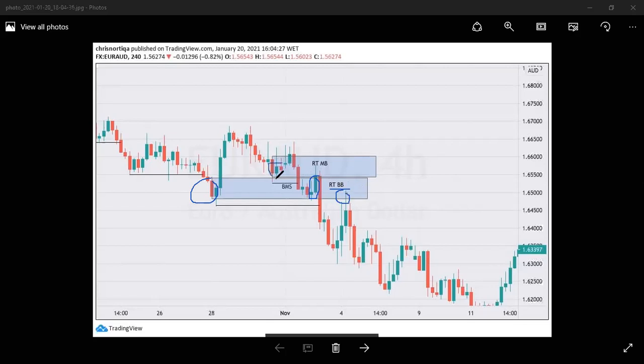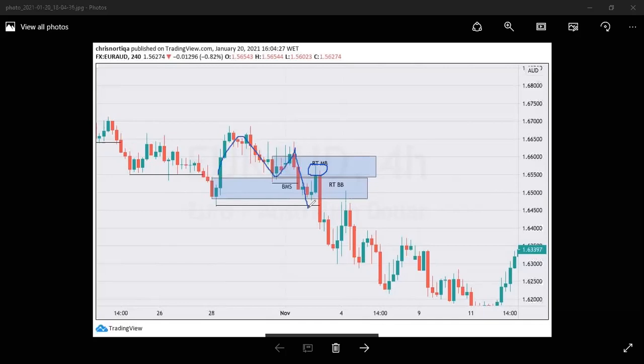This one is a mitigation block. It's found in type 2, right here. Okay, so it's like this. So this is our return to mitigation block, this one, because of this.